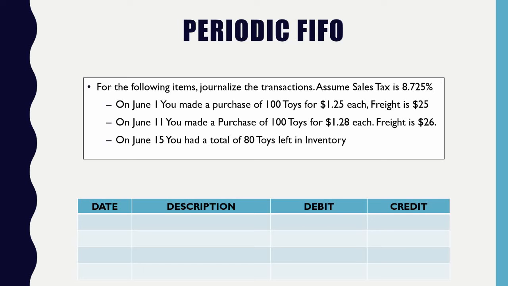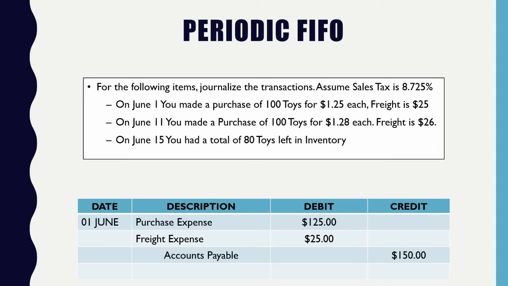Okay, starting with June 1st, we made a purchase of 100 toys at $1.25. Here, when we recognize that a transaction has happened, we're going to go ahead and journalize it. So, right, we learned this yesterday: purchase expense, freight expense, and however we paid. So in this case, we paid on account. So my purchase expense, well, I bought 100 toys at $1.25, so it's going to be $125.